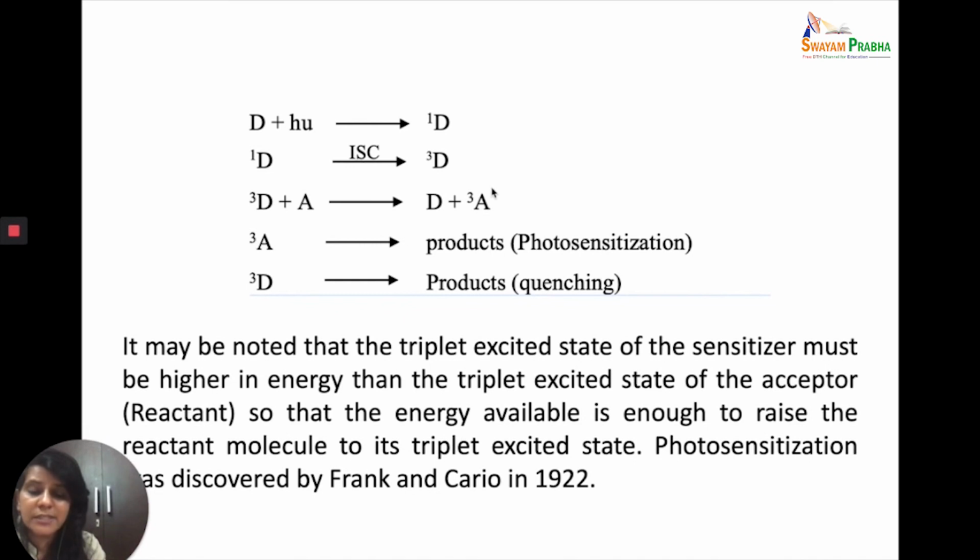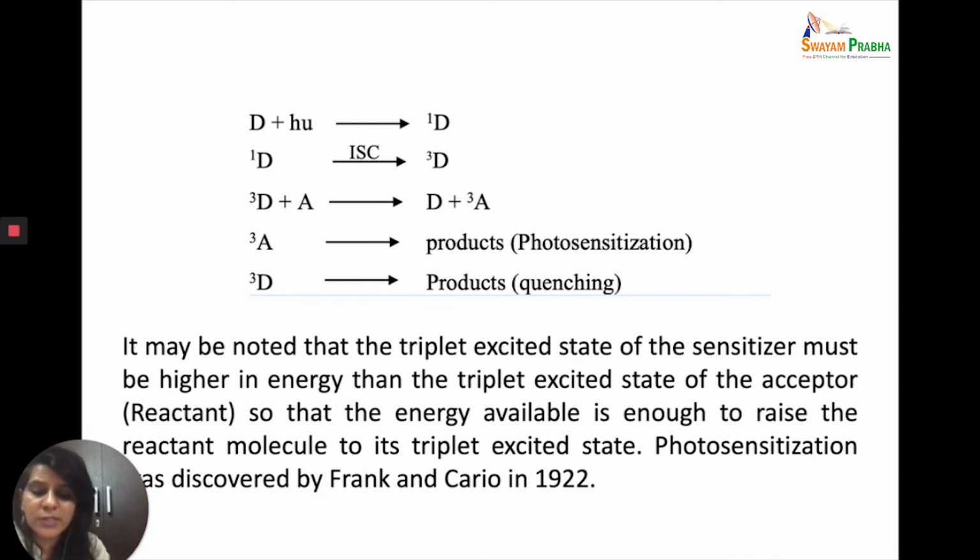Which is the excited state? The first triplet excited state. This has become excited and therefore undergoes a photochemical process to form products, and this phenomenon is called photosensitization. In this process, the donor has gone to the ground state, so this process is also called quenching. The reduction in energy of the donor results in quenching, and the excitation of the acceptor by the transfer of energy from the donor is called photosensitization.